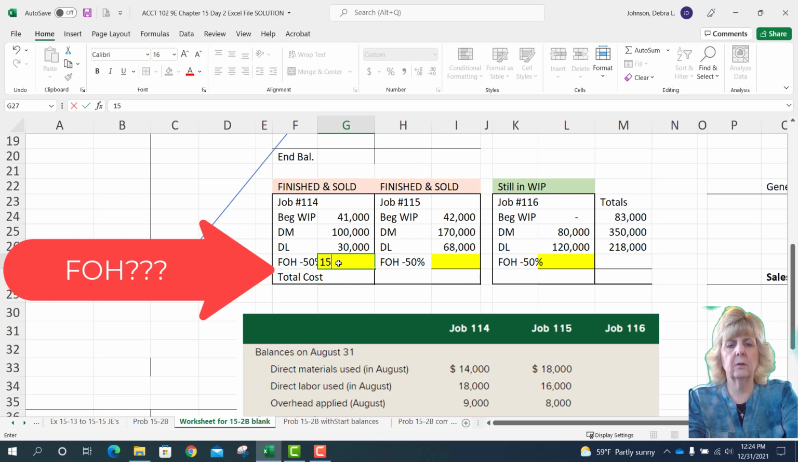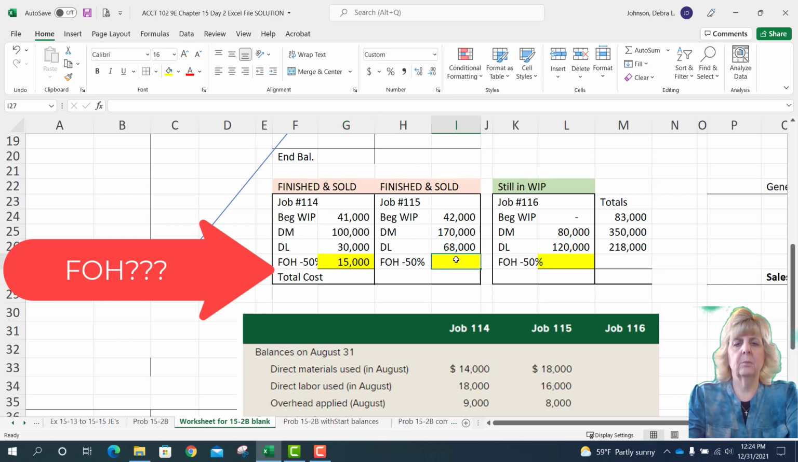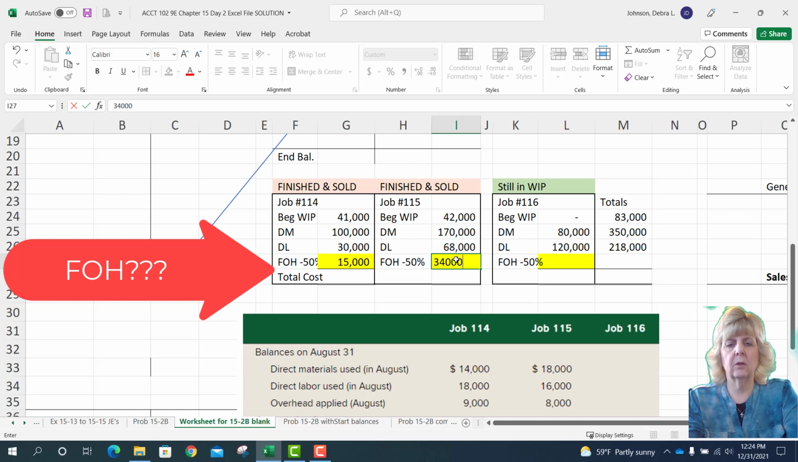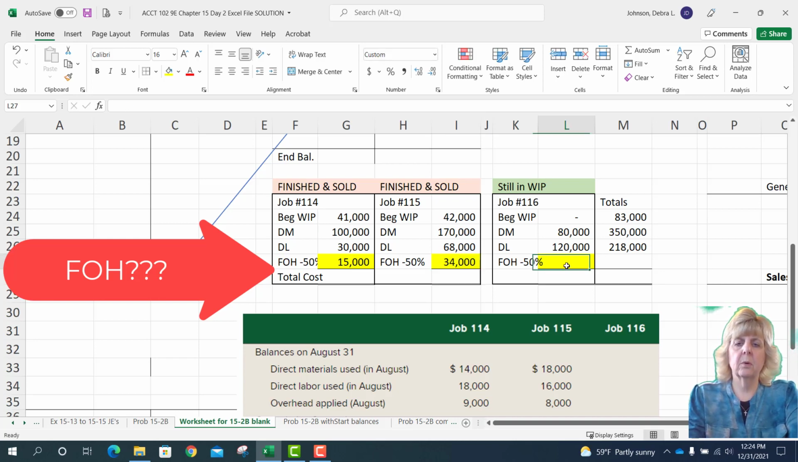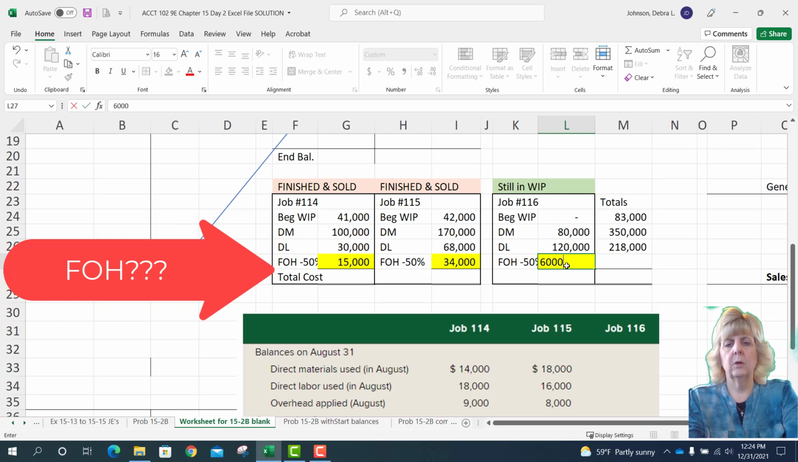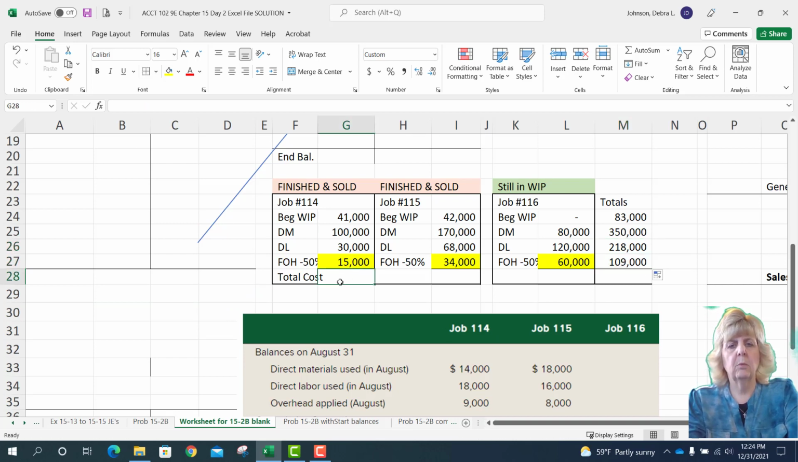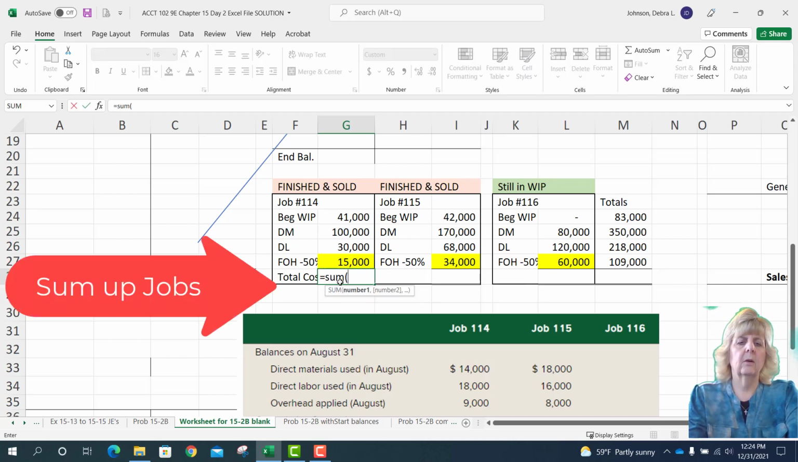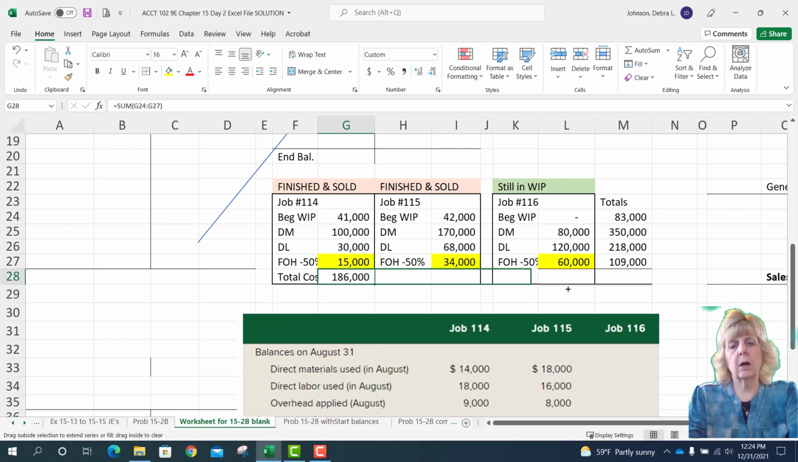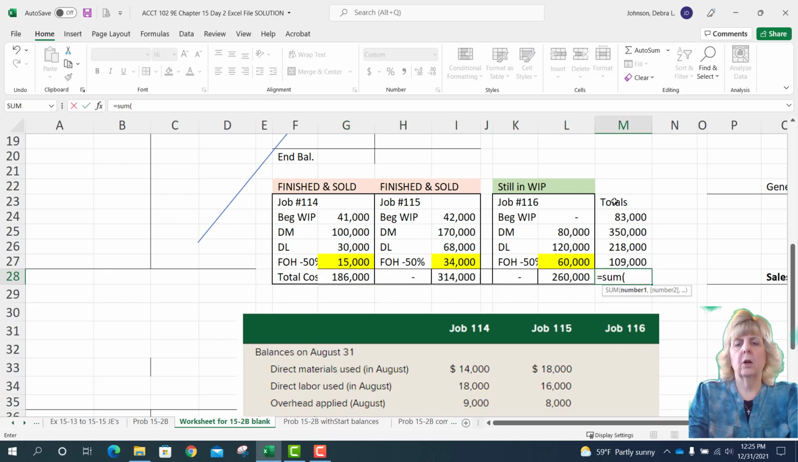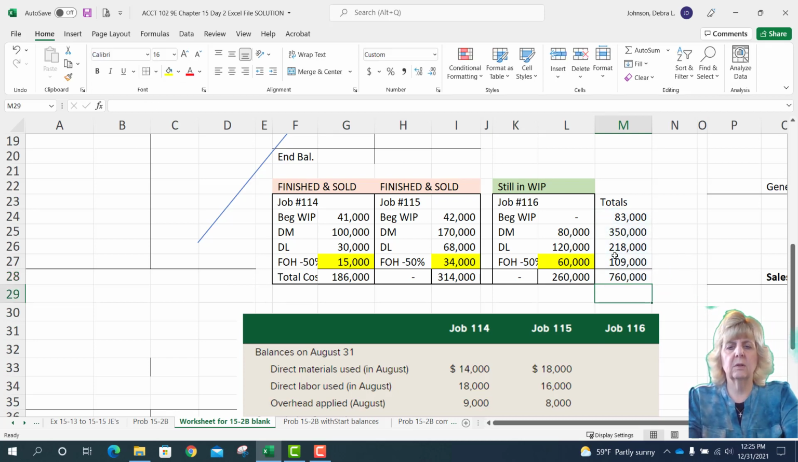50% of 30,000 would be 15,000. 50% of 68,000 would be 34,000. And 50% of 120,000 would be 60,000. Let me grab that overhead and sum it across. And then to get us prepared to move the cost through the system, let me go ahead and sum up the cost from start to finish, drag that across, and the first thing I would encourage you to do is to compare the job card data that you have to those check figures that you see on the screen.